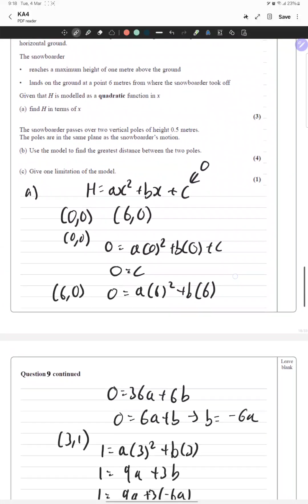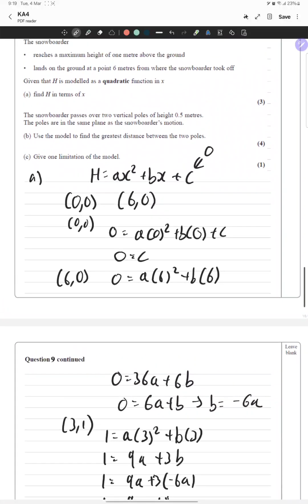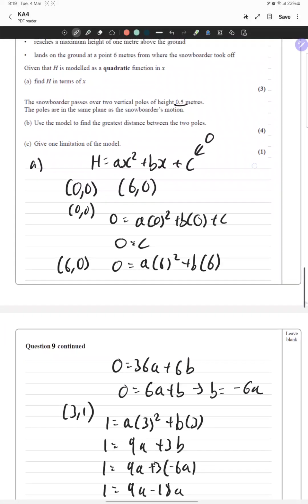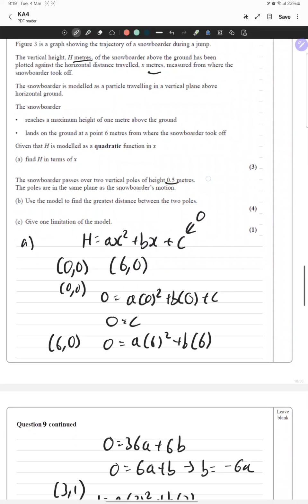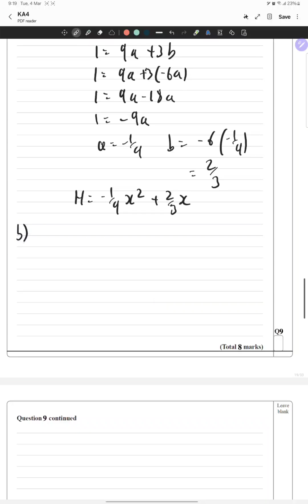Okay. Parts B and C from there are actually quite straightforward questions. The snowboarder passes over 2 vertical poles, height 0.5. The poles are in the same plane. You use the model to find the greatest distance between the poles. So we need to find where he's at a height of 0.5 meters, and then find the distance between them. So set his height as a half.